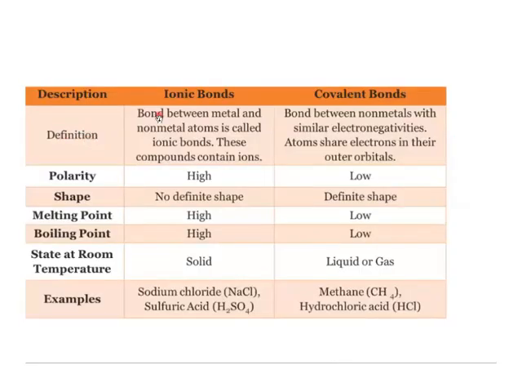Apart from the definition, a bond between a metal and a non-metal atom is called an ionic bond. This compound contains ions, cations and anions, and a covalent compound is formed by sharing of electrons. Ionic compounds are highly polar, but covalent compounds have very low polarity, and there is no definite shape of ionic compounds, while covalent compounds have a definite shape. Melting point and boiling point of ionic compounds are very high, but for covalent compounds it is the opposite. So melting point and boiling point are very low.